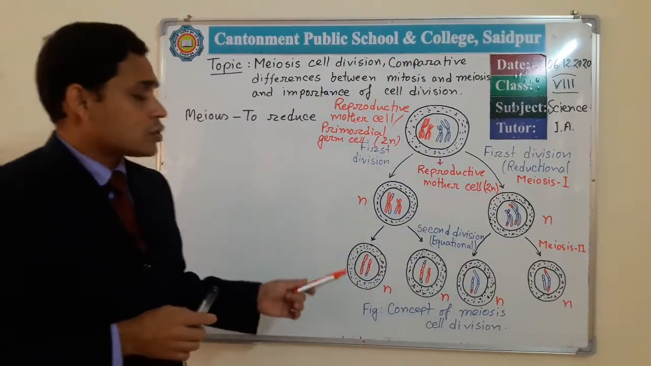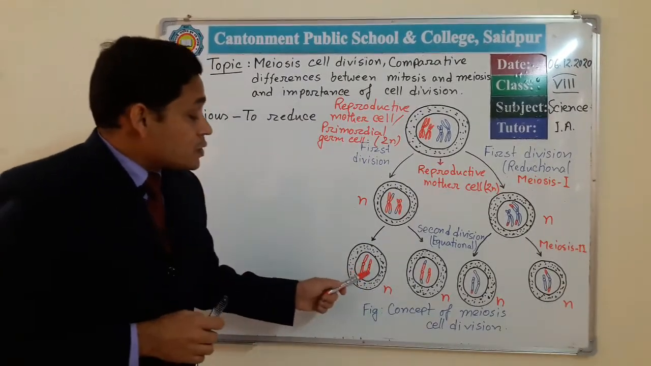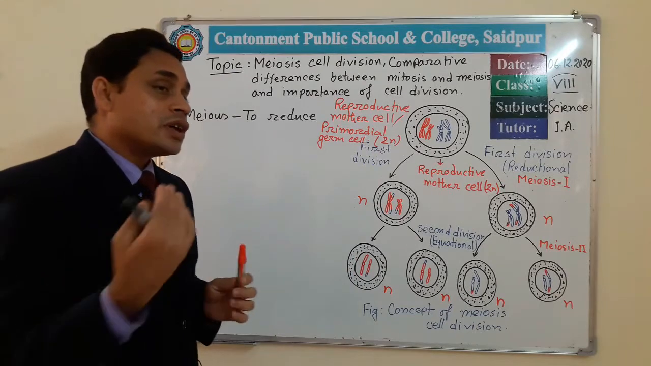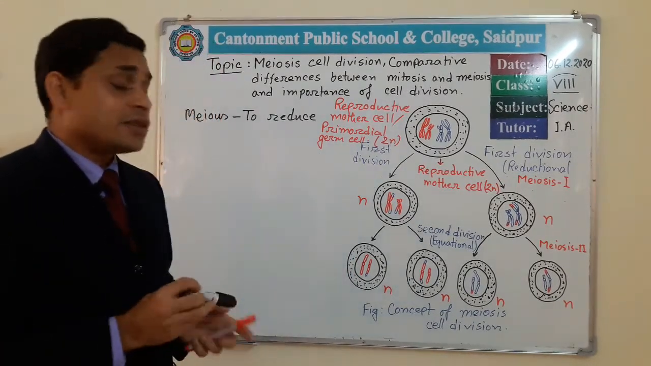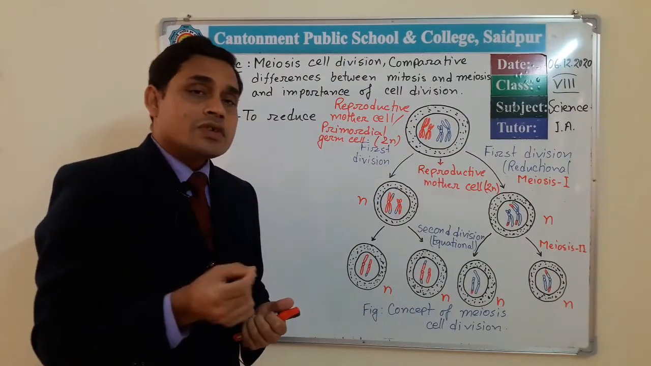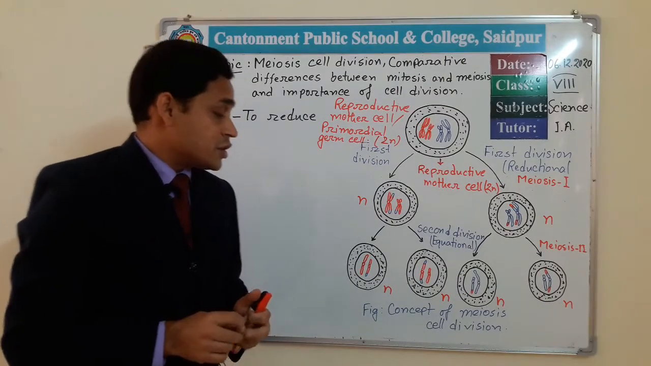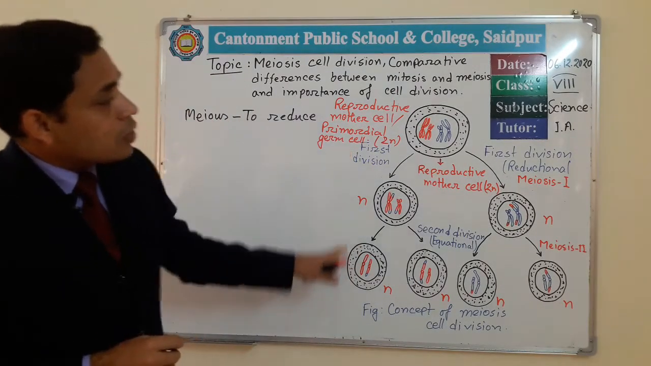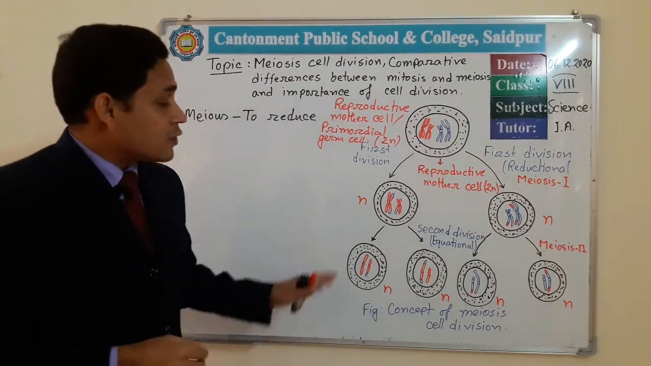This is due to crossing over, and after this crossing over, the cells unite with the opposite gametic cells and form new zygotes, and this zygote creates a new offspring. This new offspring may have unique characteristics. So this is all about meiosis cell division according to the level of class 8.